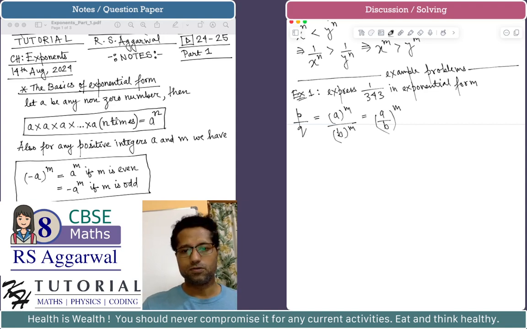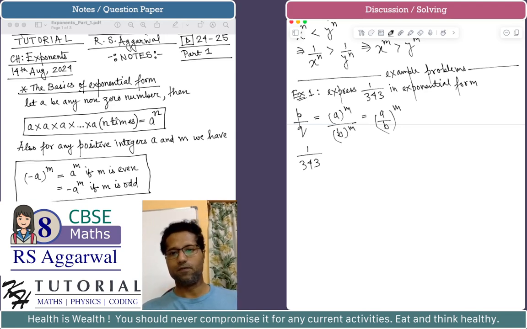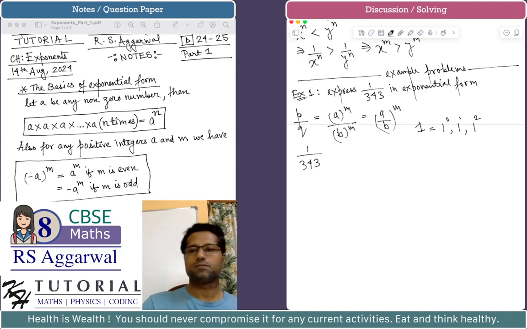Now we have 1 by 343. We can always express 1 in exponential form where the base is 1 and the power could be any integer. So 1 can be written as 1 to the power 0, as 1 to the power 1, as 1 to the power 2, like this. You can have any power.